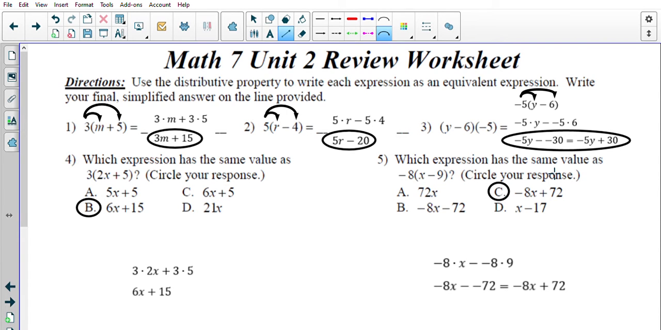Let's show you why. We've got to take 3 times 2x, which is going to get us 6x. We have to take 3 times 5, which is going to get us 15. So the final solution is 6x plus 15.